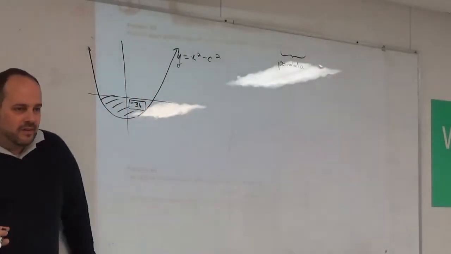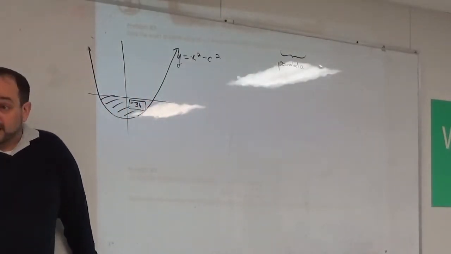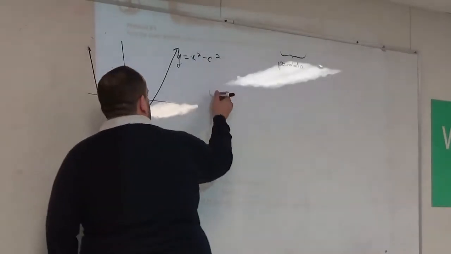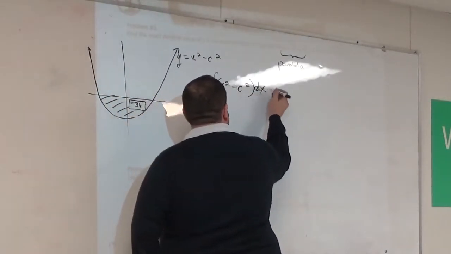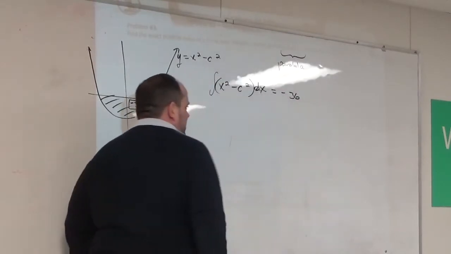Nobody on that one? Integral. Integration. That's what a definite integral means. So we're going to do a definite integral of x squared minus c squared with respect to x. And you need to get negative 36 as your answer.